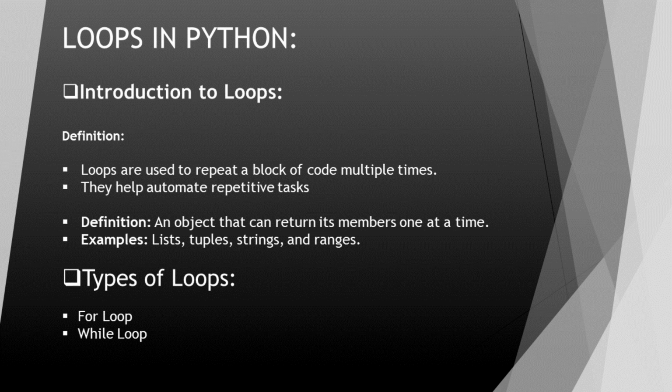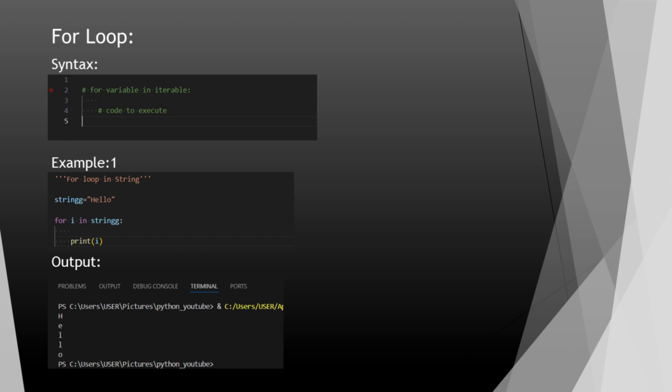Here you can see I've given a definition: an object that can return its members one at a time. Examples: list, tuples, strings, and ranges. So let's first see the types of loop, and I'm going to tell you about for loop first. So here you can see how the syntax of for loop can be written.